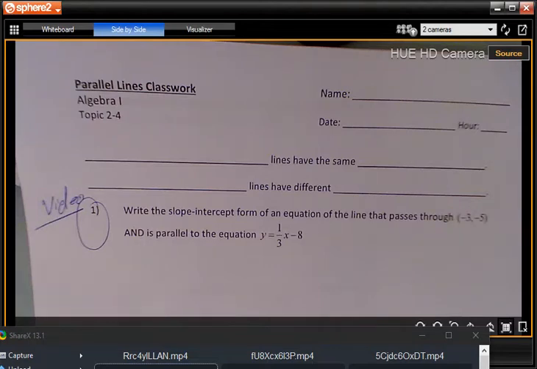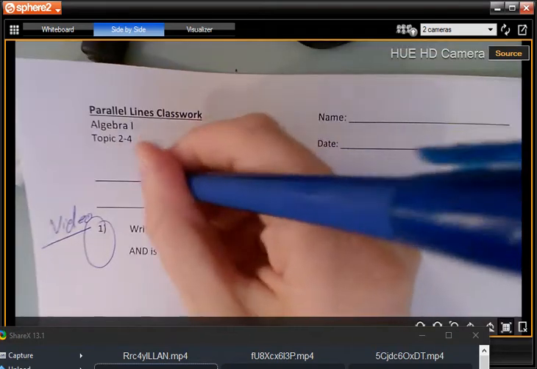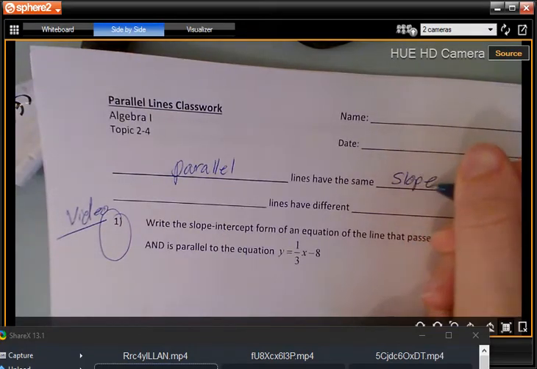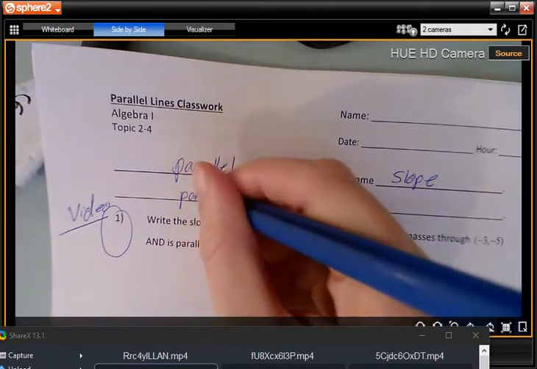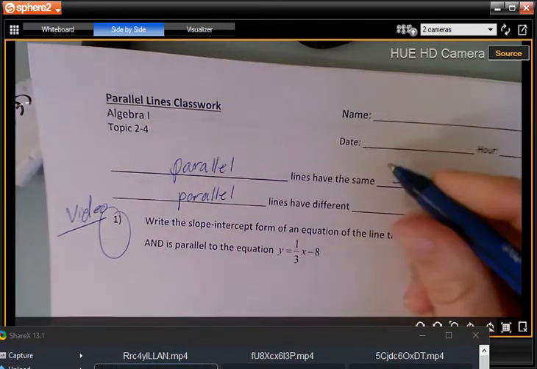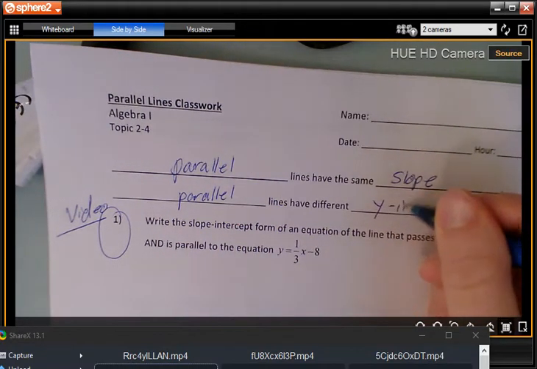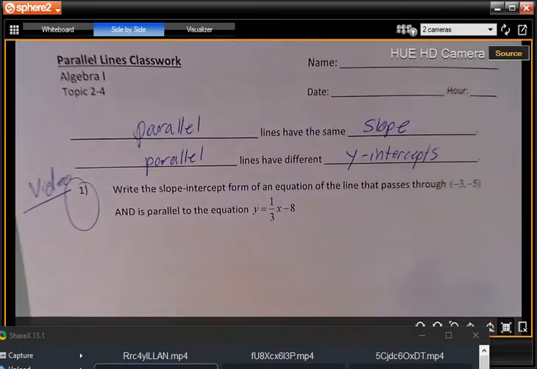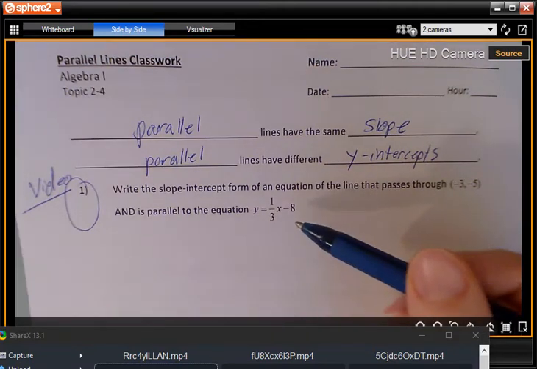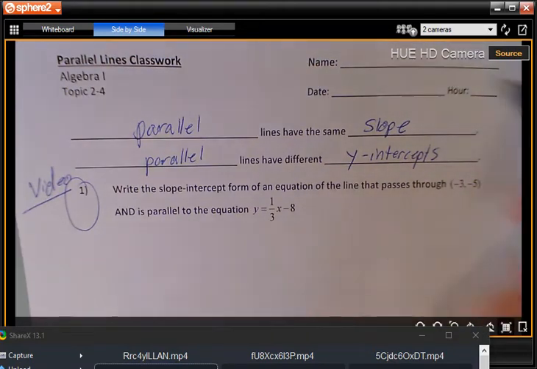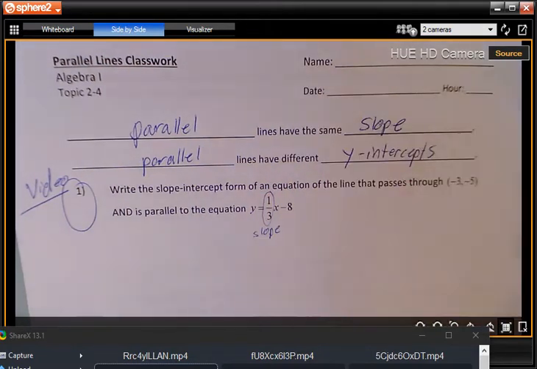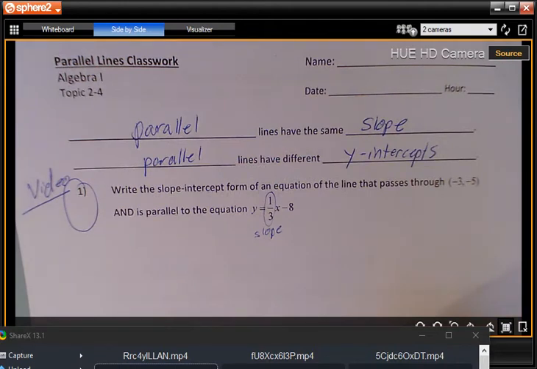Look at parallel lines. The first thing we're going to talk about is that parallel lines have the same slope. And parallel lines have different y-intercepts. If we look at these, this is in y equals mx plus b slope-intercept form. Right here, that's my slope of my line, 1/3. When we're talking about parallel lines, they have to have the same slope.